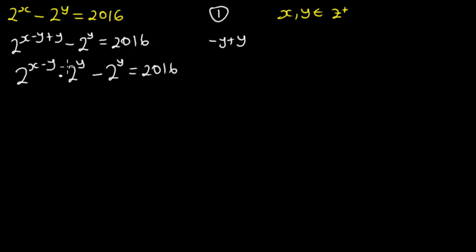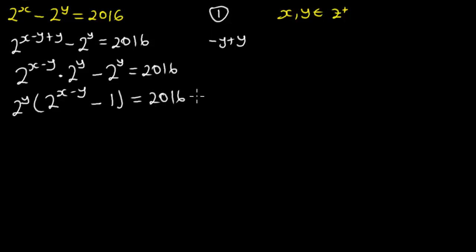Over here we have 2 exponent y in common, so I'm going to factorize 2 exponent y out. Doing that, I'm going to have 2 exponent y into 2 exponent x minus y minus, and then here we'll be left with just 1. So this will be equal to 2016.